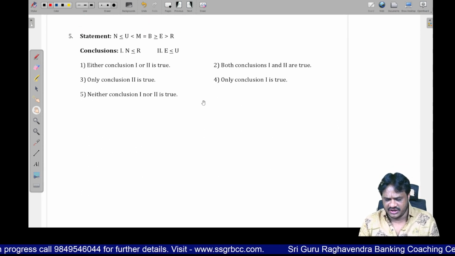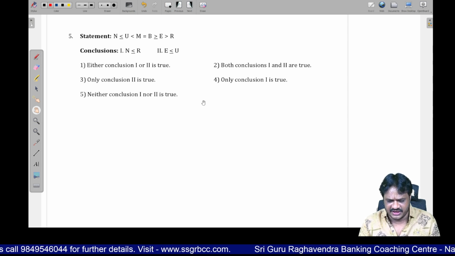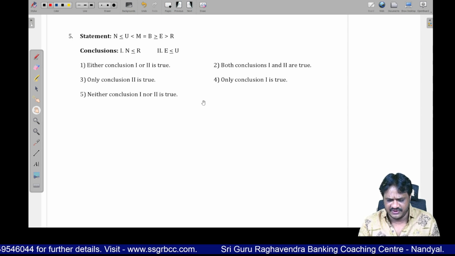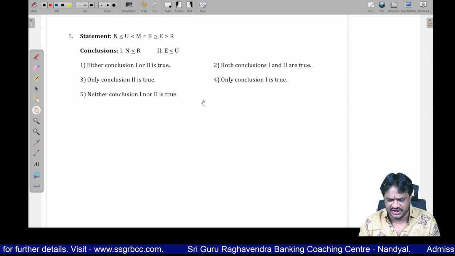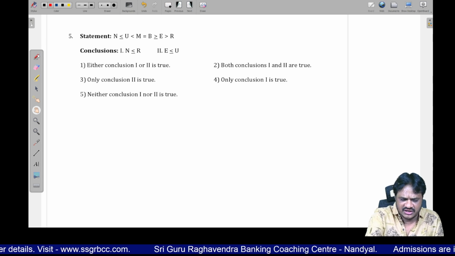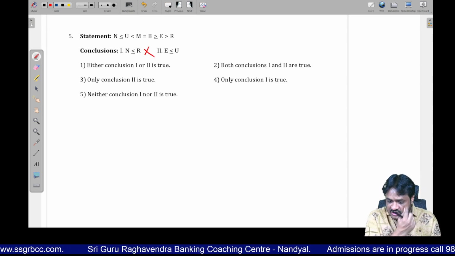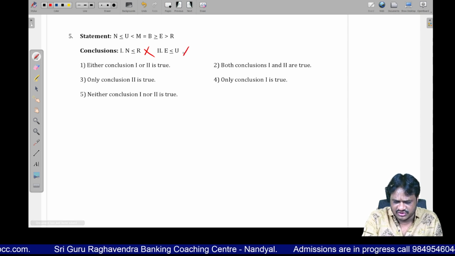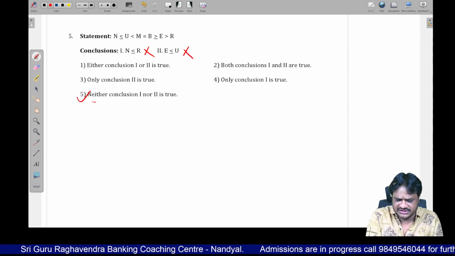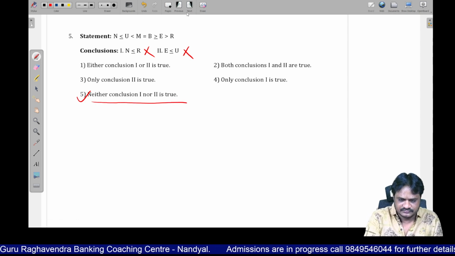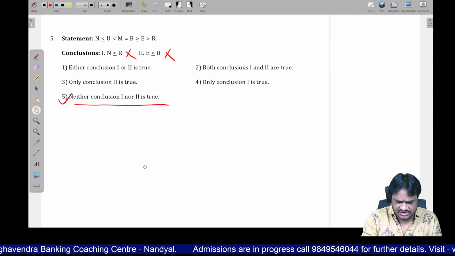N less than or equal to U less than M is equal to B greater than or equal to E greater than R. From N to R, there is no common symbol. That's why that does not follow. From E to U also, there is no common symbol. So, your answer is neither one nor two. Let us see the next question.